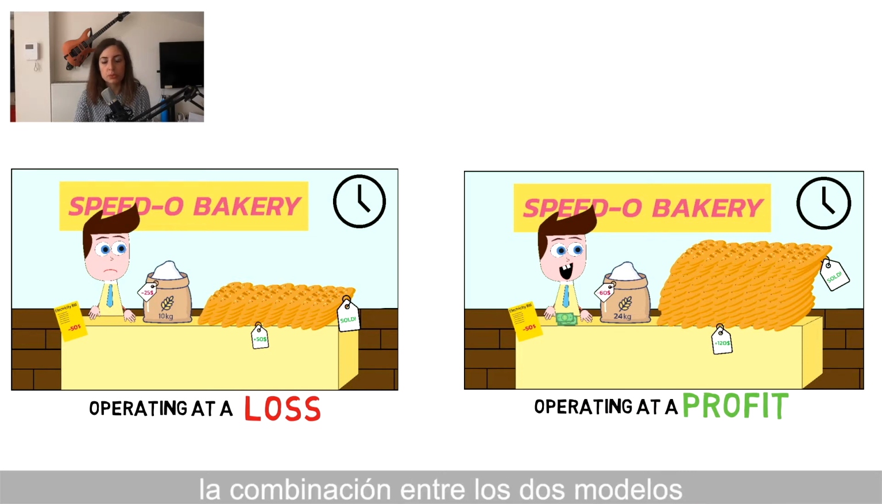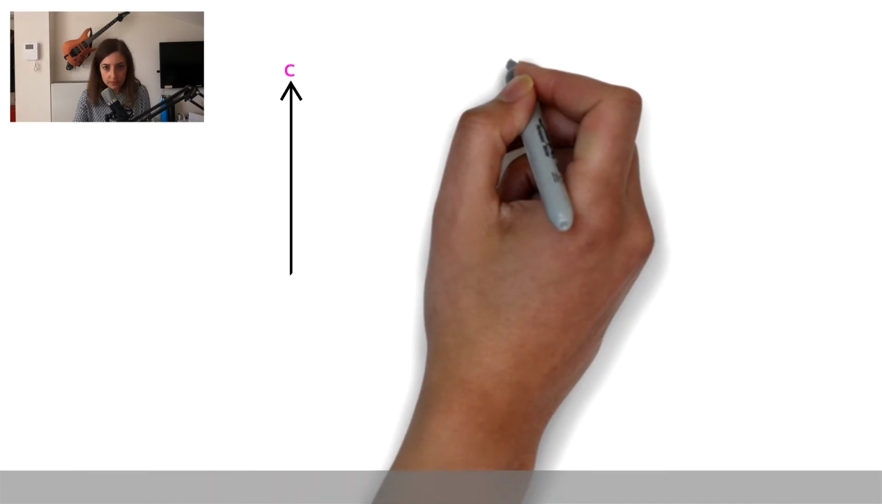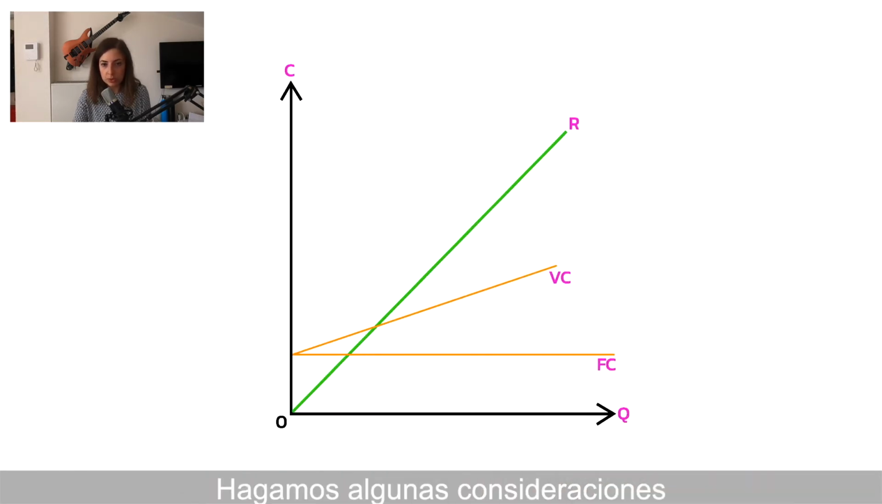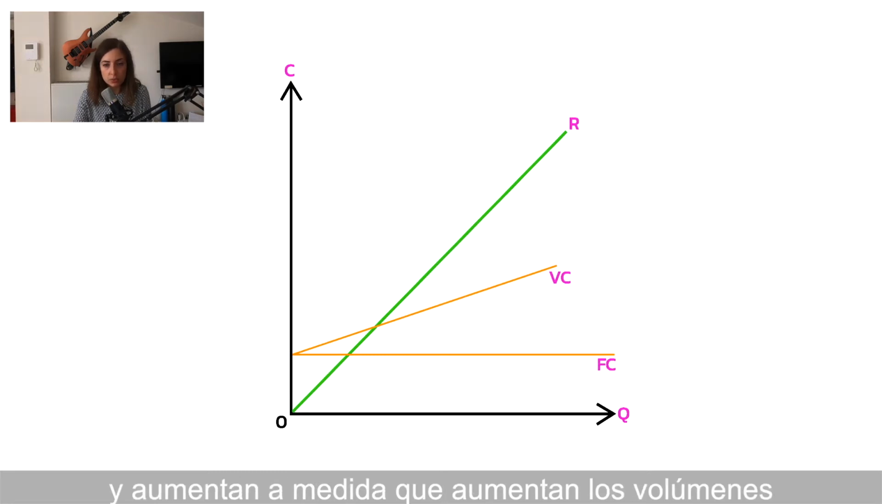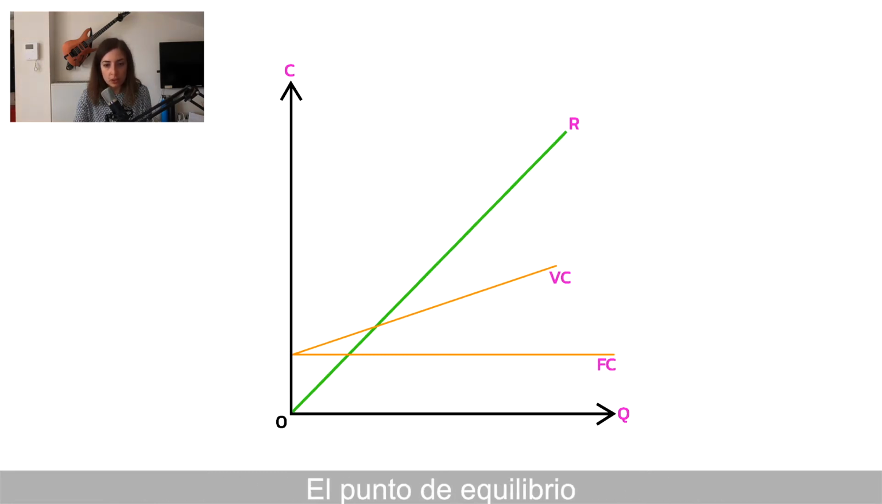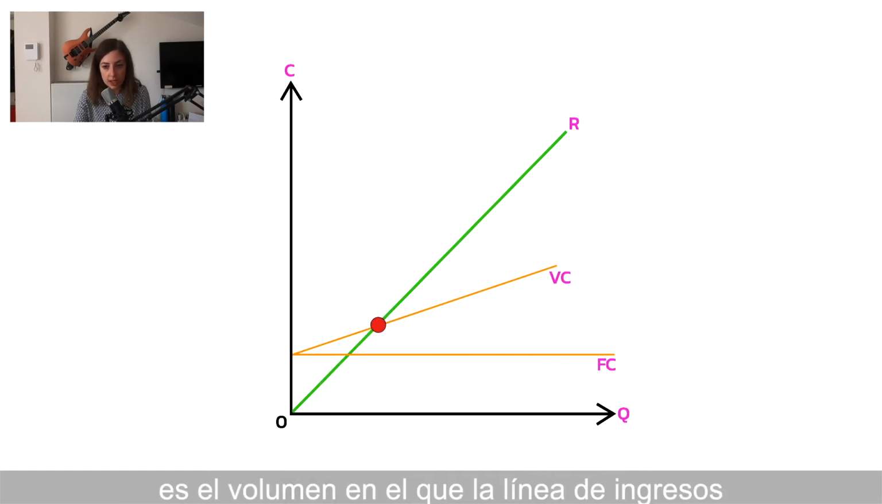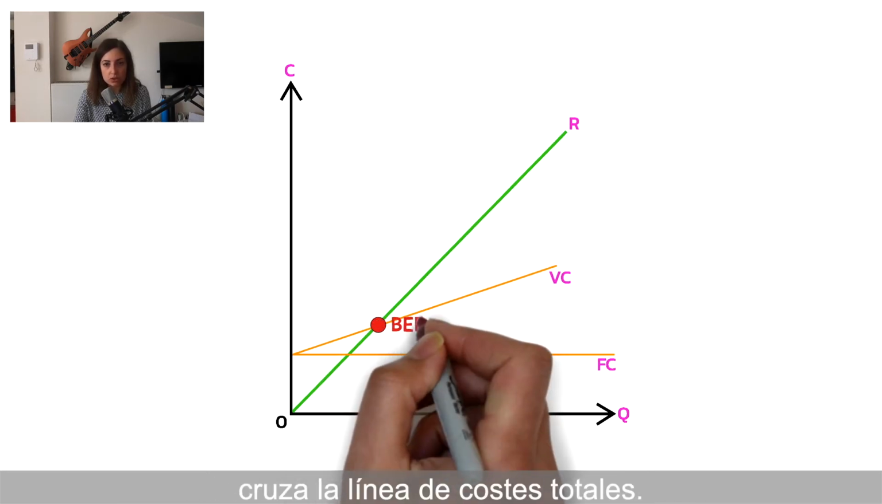Graphically, the combination between the two models can be represented as follows. Let's make now some considerations. As we can see from the chart, fixed costs remain constant. Total costs coincide with fixed costs when actual volumes are zero and increase linearly as variable costs increase. Revenues start at zero and increase as volumes increase. The break-even point is the volume where the revenue line crosses the total cost line.